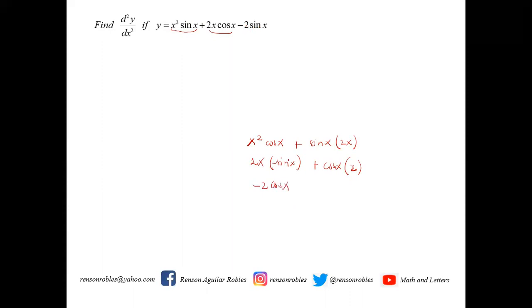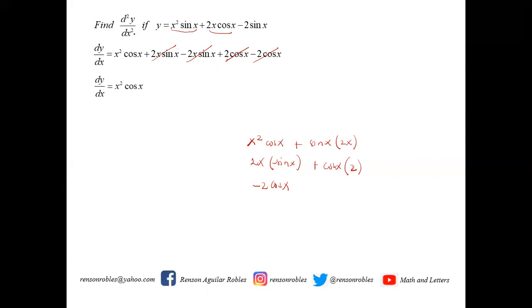And then, simplifying these three terms, you'll have x squared cosine of x, then plus 2x sine x, and then minus 2x sine x, and then plus 2 cosine of x, then minus 2 cosine of x. And then you can observe that this 2 cosine x minus 2 cosine x will become 0 along with this 2x sine x and negative 2x sine x. So we shall now only have x squared cosine of x.